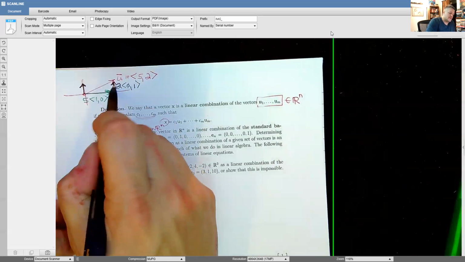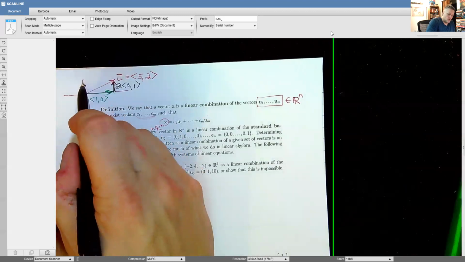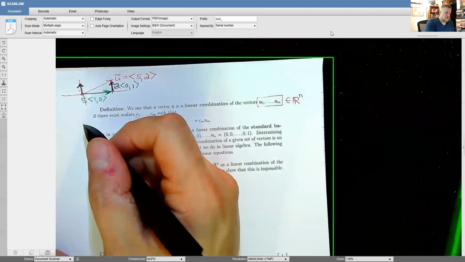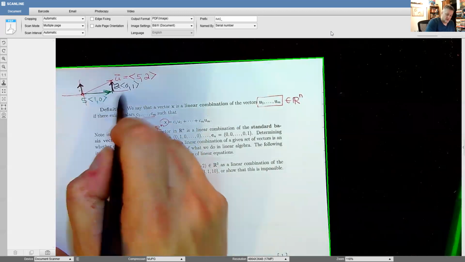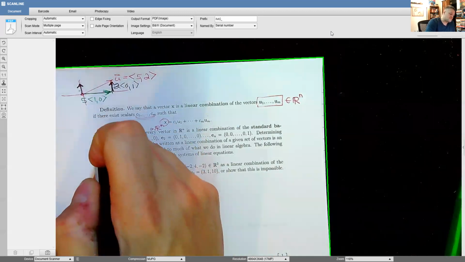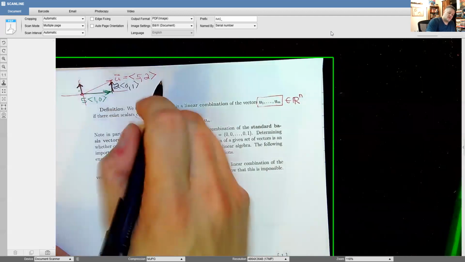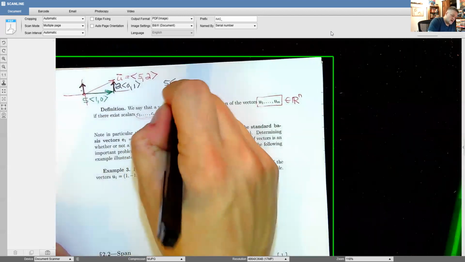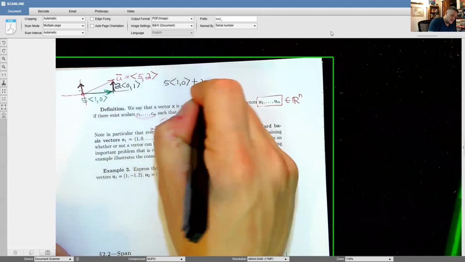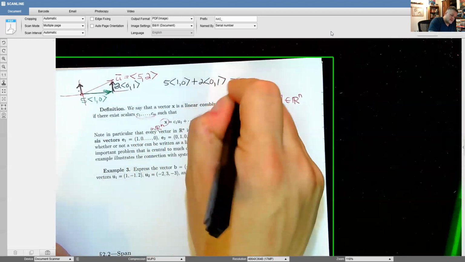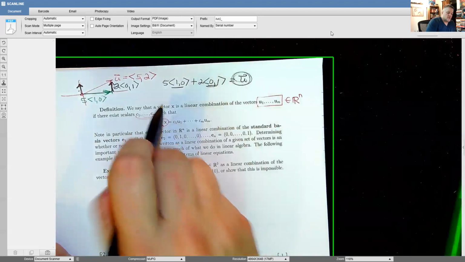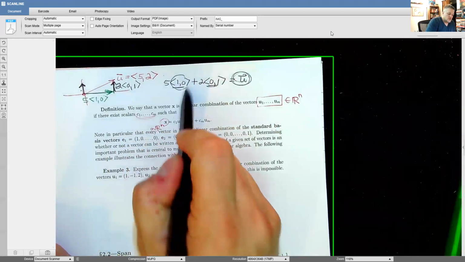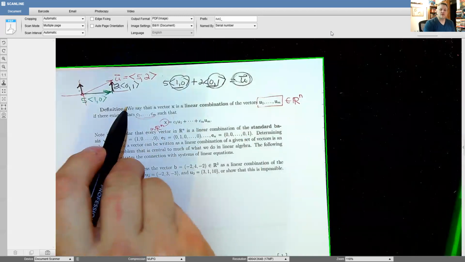So I would take this, I would translate it back to get this point. That point is 2 times <0, 1>, because I didn't move in the x direction here. I just moved up 2 units. And notice that if I add those two, 5 times <1, 0> plus 2 times <0, 1>, that is my vector u. That means that u can be written as a linear combination of those two vectors.